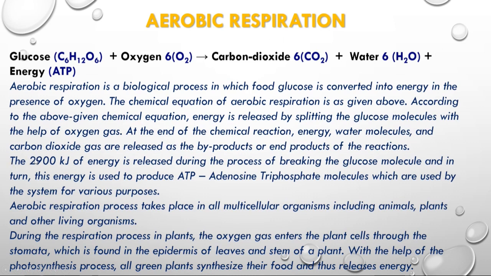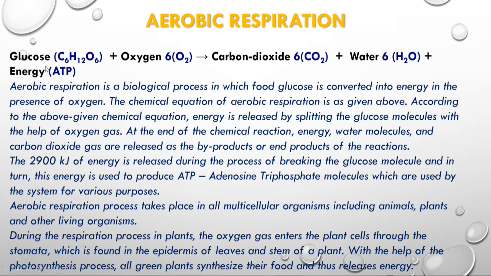Now, 2900 kilojoules of energy is released during the process of breaking down a glucose molecule, and in turn, this energy is used to produce ATP, adenosine triphosphate molecules, which are used by the system for various purposes.